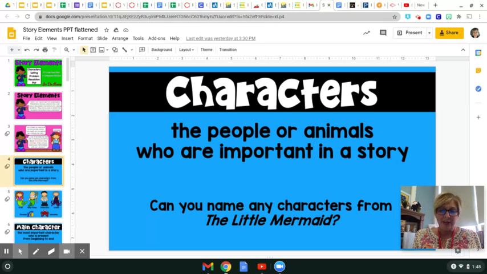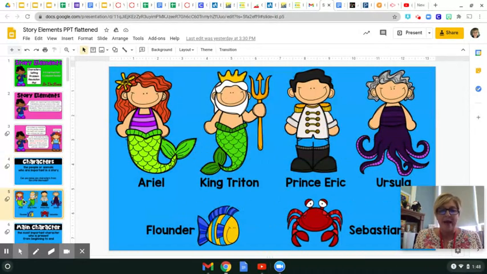Can you name any characters from The Little Mermaid? Let's see what we have. Here are some examples of characters from that show. We've got Ariel, King Triton, Prince Eric, Ursula, Flounder, and Sebastian. So those are characters in that story. Now, The Little Mermaid is not realistic fiction, but all of these different characters, animals and people, are in them.